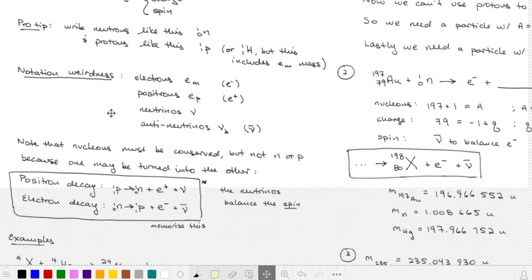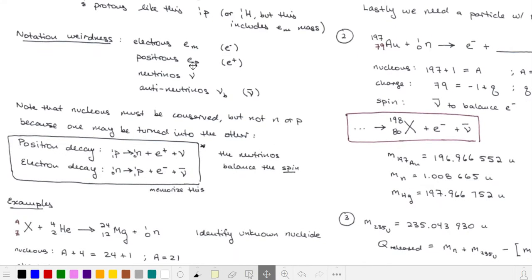And then there's some notational weirdness in Cengage. Instead of using E superscript minus for an electron, they use E sub m, which makes no sense to me. And for a positron, instead of saying E with a plus subscript, we use E sub p, which sort of does make sense. And the neutrino just gets this Greek letter nu. Antineutrinos, instead of the nu with a bar over the top, get a nu sub b, which also doesn't make sense to me. But anyway, there you have it.